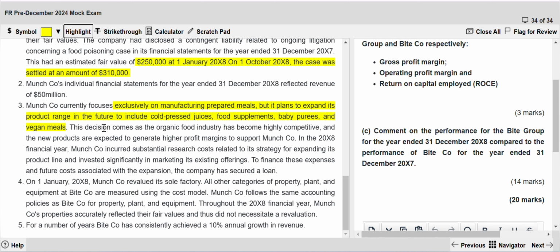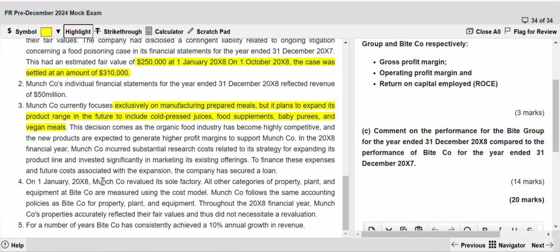This decision comes from the organic food industry having become highly competitive, and the new products are expected to generate a higher profit margin to support Munch. In 20X8, Munch incurred substantial research costs related to its strategy for expanding its product line and invested significantly in marketing its existing offering. To finance these expenses and future costs associated with expansion, the company has secured a loan.